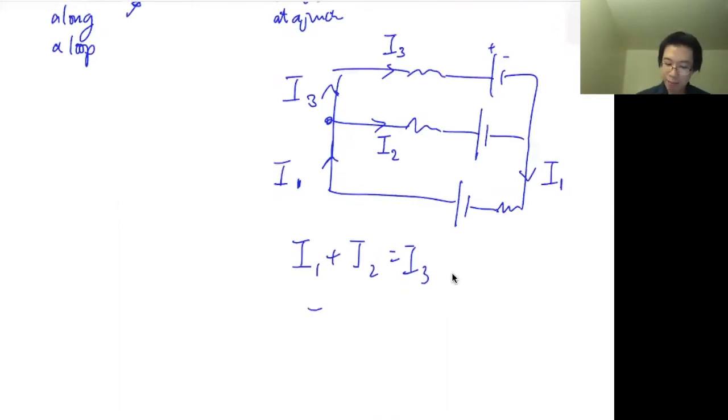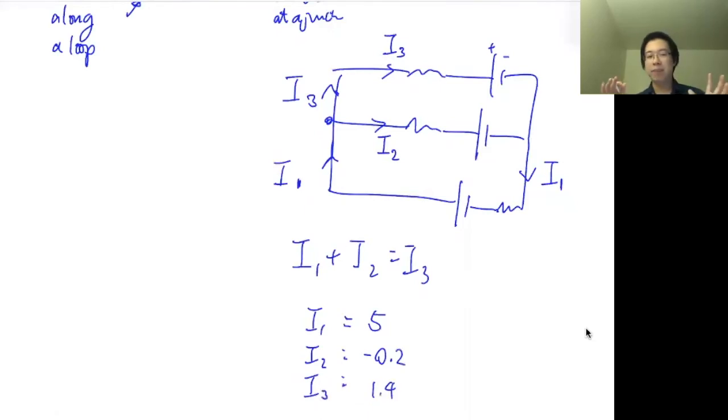You might end up with something like this. So let's say you end up with I1 equals 5, I2 equals negative 0.2, I3 equals 1.4. I'm just making these numbers up. Let's say this is your result. First of all, you plug back in the SI units. If you start everything with ohms and volts, all the SI base units, then everything is amps. So that's the easy part.